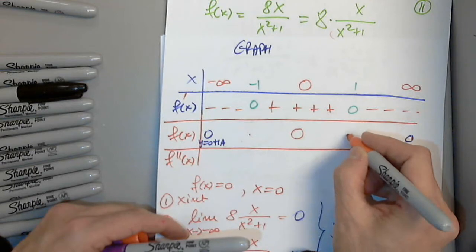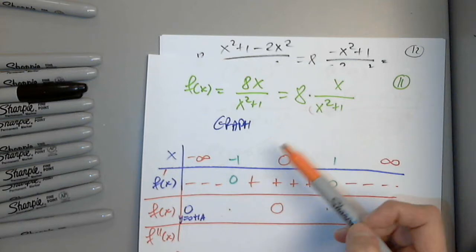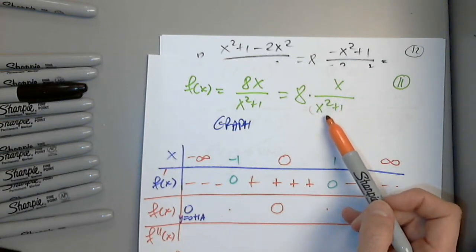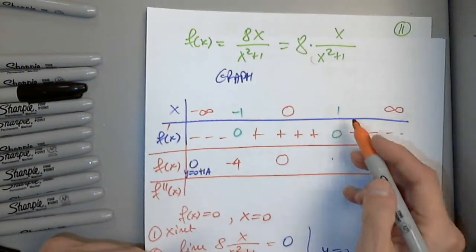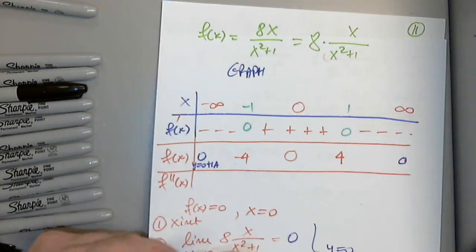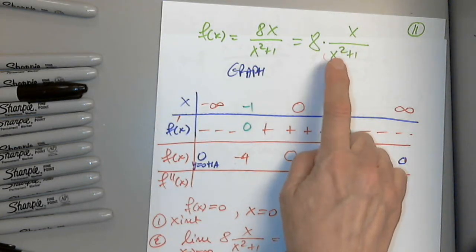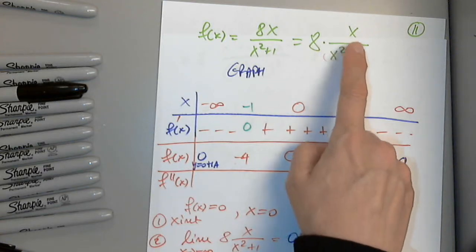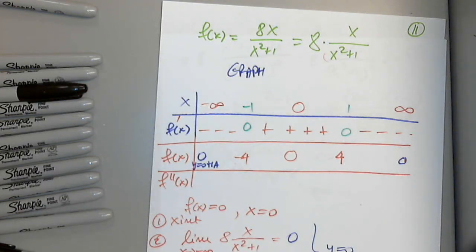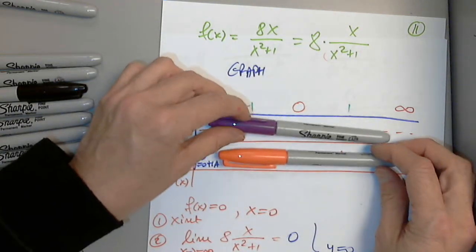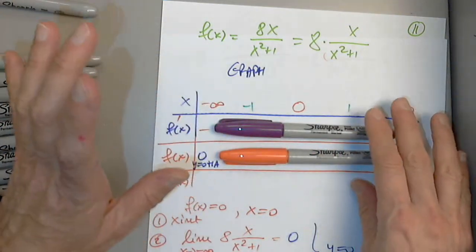I do have to determine the function value at negative 1 and the function value at 1. So at negative 1 it is negative 8 over 2. At positive 1 it is 4. Right? Negative 1 squared is 1. 1 plus 1 is 2. Negative 8 over 2 is negative 4. Positive 8 over 2 is positive 4. Now the moment of truth, right? That's when we know whether we made a mistake or not. These two have to work well together, correct?